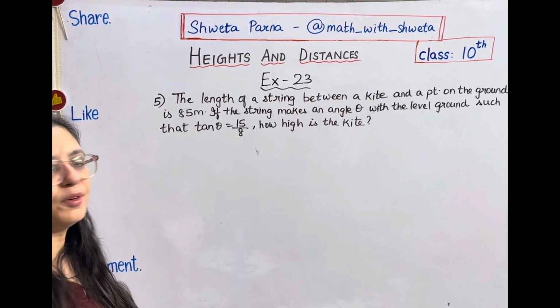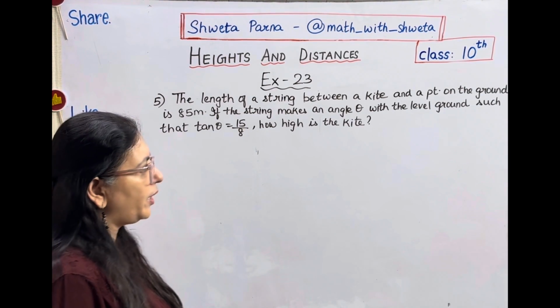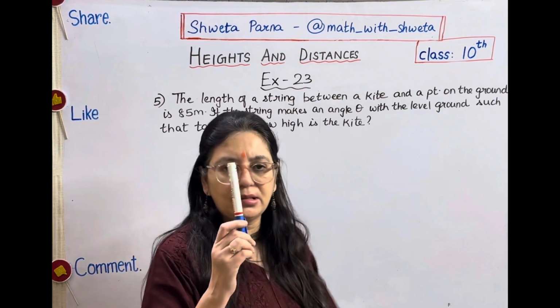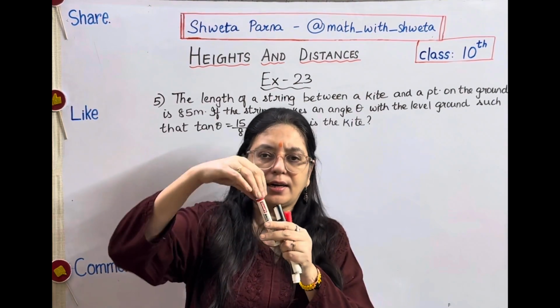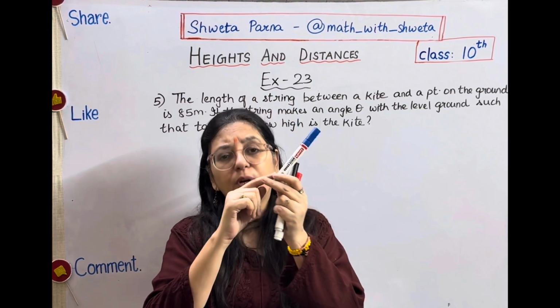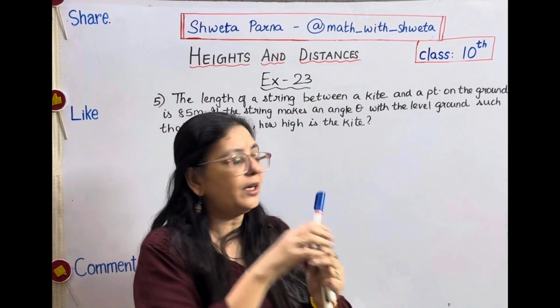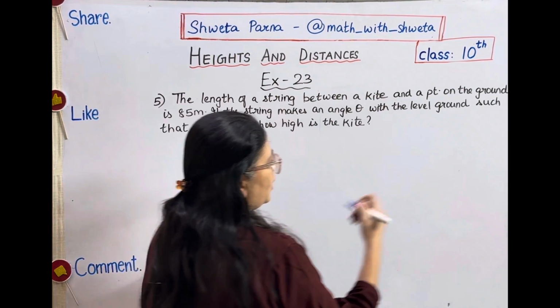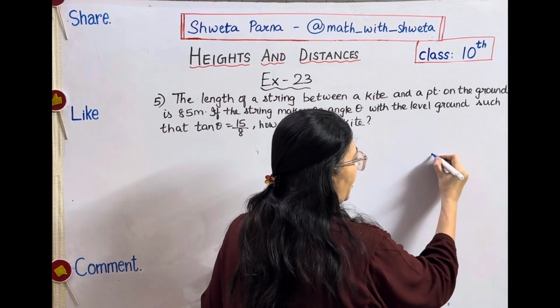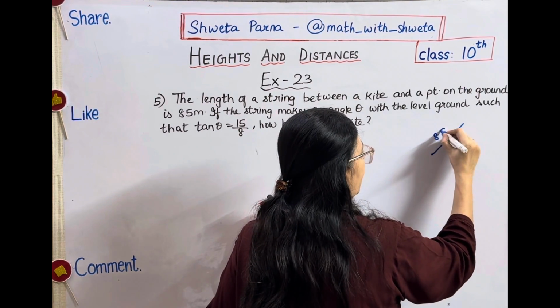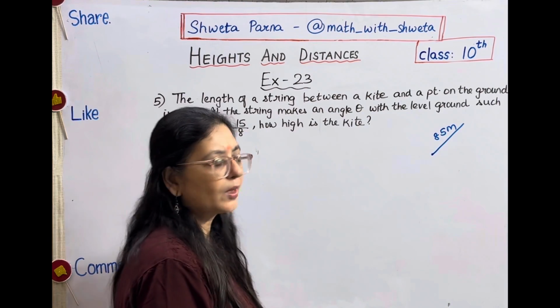Let's go to question number 5. The length of a string between a kite and a point on the ground. For example, this is a string, okay? You are tying a kite over here. Will you be able to fly a kite vertically? No, it will always be slanting, right? So, the length of a string between a kite and a point on the ground. Say this is a point on the ground and the kite is flying like this. So, the length of the string, this is 85 meter, okay?